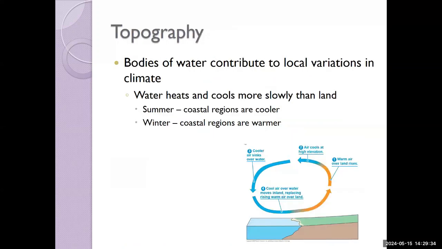Within the various biomes, we also see the impact of topography. Chief among them are bodies of water and mountains. Bodies of water contribute to local variations in climate because water is a thermoregulator. Water heats more slowly than land and cools more slowly than land. And so essentially, water acts as a moderator. Locations that are closer to water will be cooler in the summer and warmer in the winter than their counterparts further away.